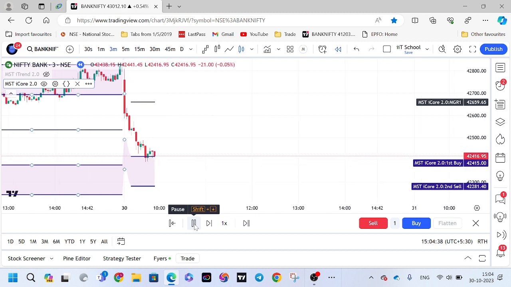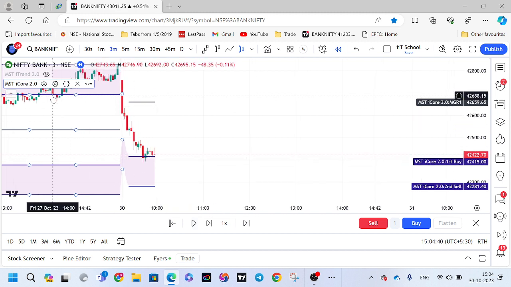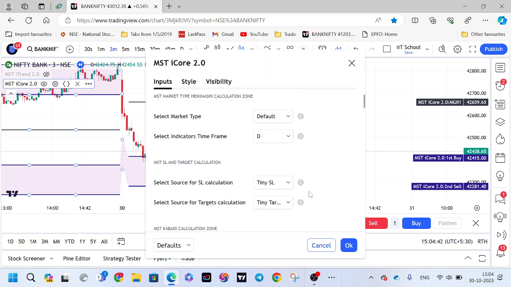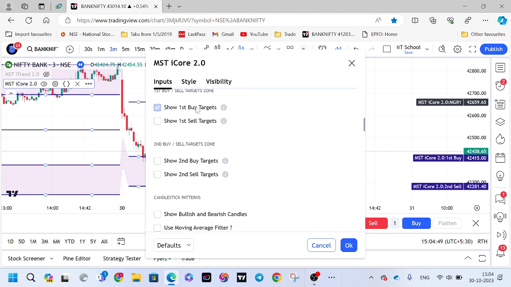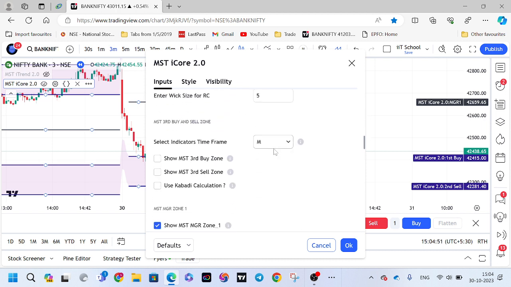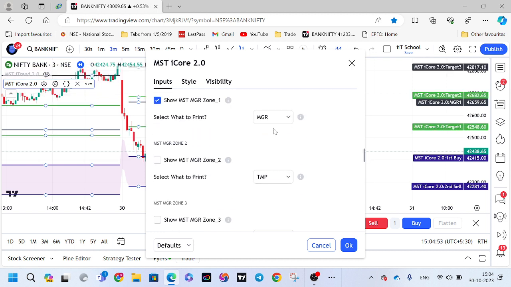So now buy has been triggered. Once buy is activated, we have to remove the sell. Per day, only one-side trade. If buy is activated, there is no sell. If sell is activated, there is no buy until SL hit. If SL is hit, we have to go for the reversal trade.